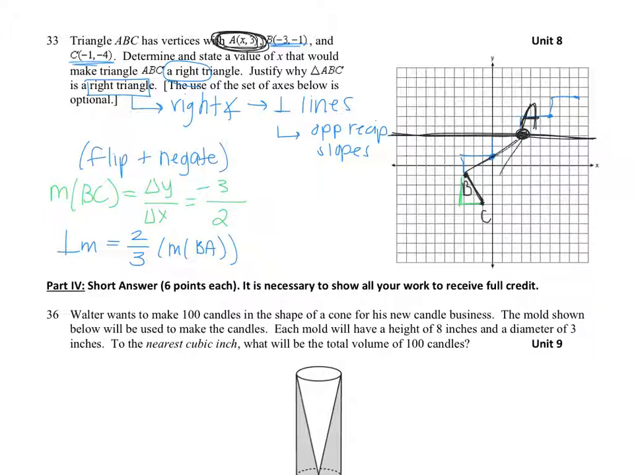So then I connect, and I have a beautiful right triangle, but it does say to state the value of x. So A is at 3, 3, meaning that x is 3. Just so happens to be the same value as the y coordinate. Okay?